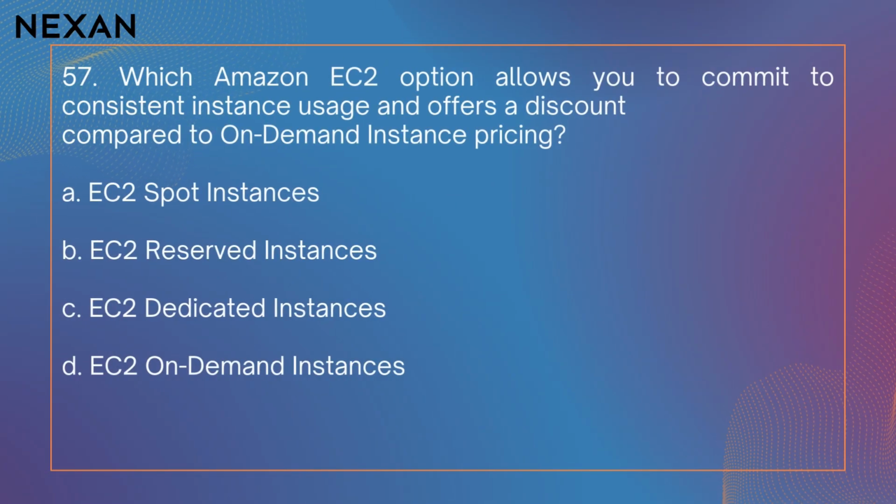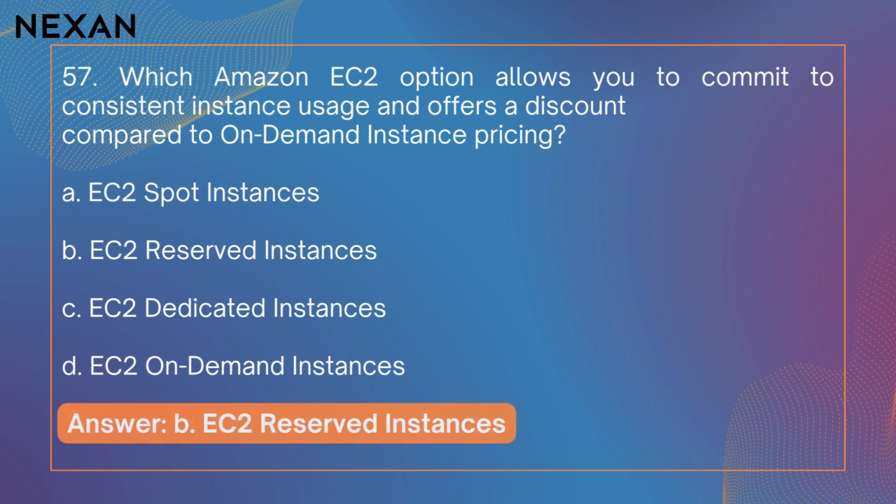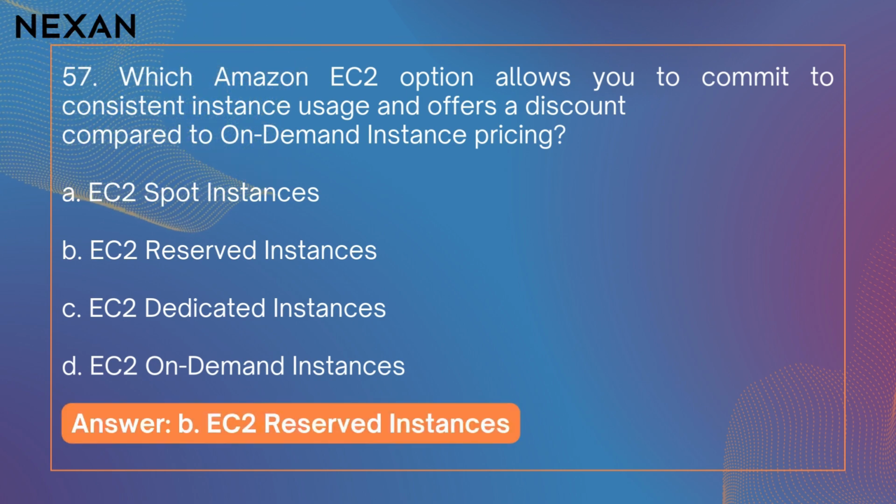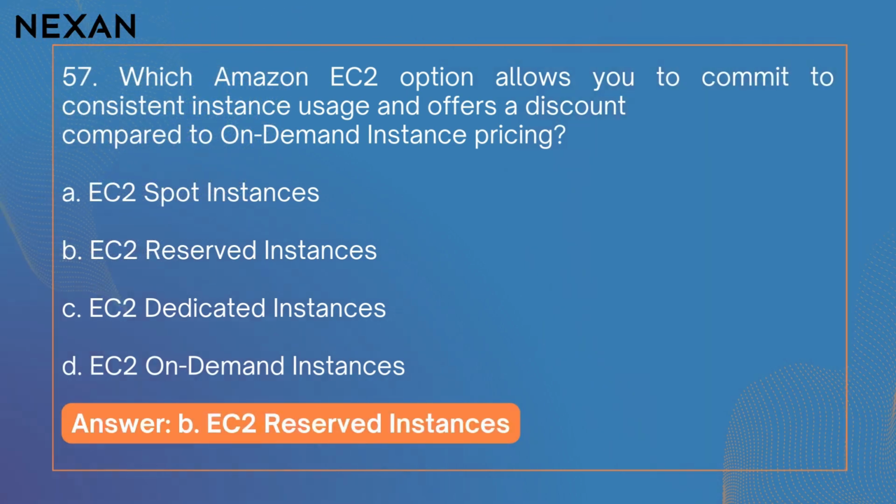57. Which Amazon EC2 option allows you to commit to consistent instance usage and offers a discount compared to on-demand instance pricing? A. EC2 Spot Instances. B. EC2 Reserved Instances. C. EC2 Dedicated Instances. D. EC2 On-Demand Instances. Answer: B. EC2 Reserved Instances.